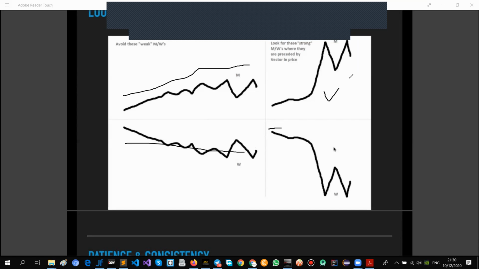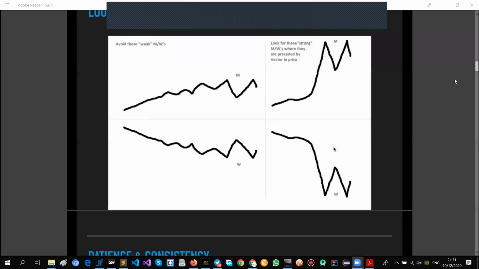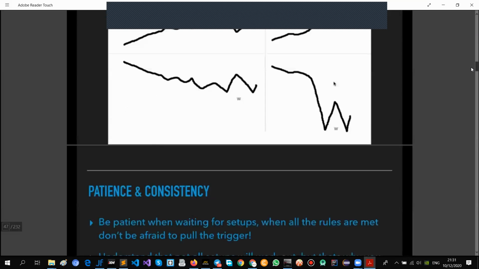This one is the strong one. These are the types of M and W that we'll be looking for. These ones are sharp, and they are the ones we are looking for in price. So pay particular attention to that.